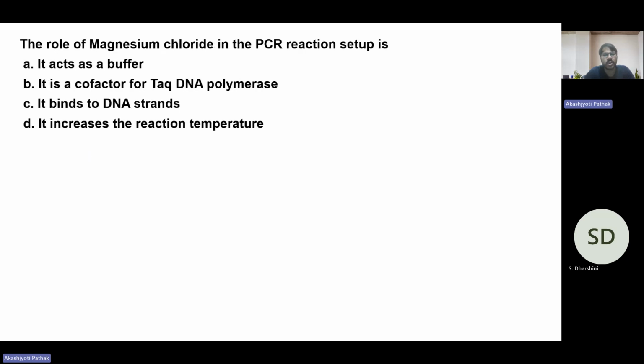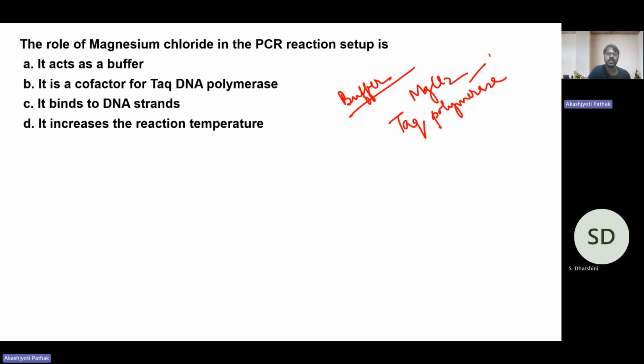Okay. What is the role of magnesium chloride in the PCR reaction? So in the PCR reaction you set up, you have to add buffer. This buffer contains the magnesium chloride. So magnesium is basically a cofactor for the Taq polymerase enzyme. Certain enzymes require cofactors for their activity. So for its activity it requires magnesium.